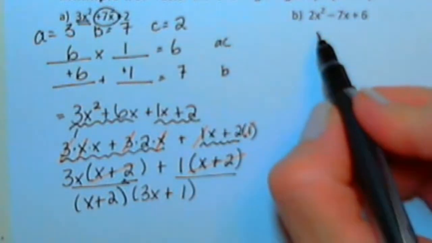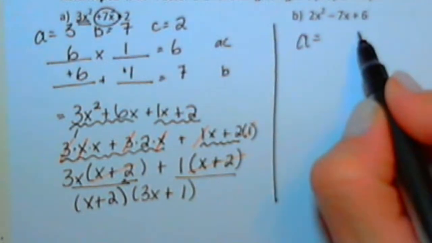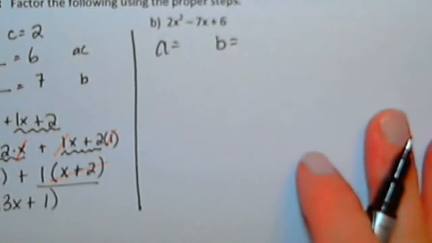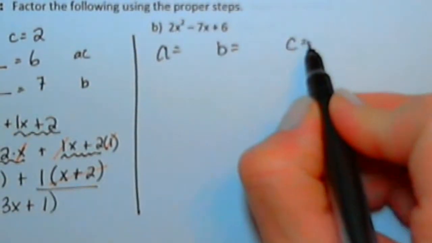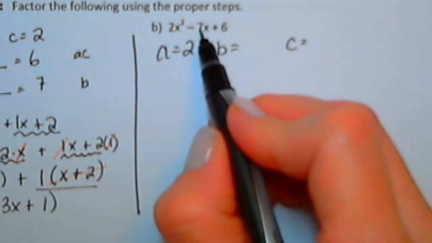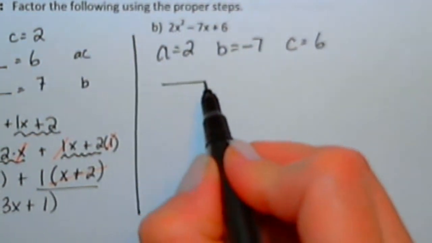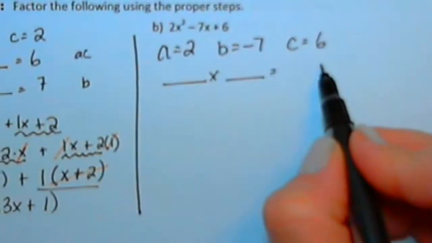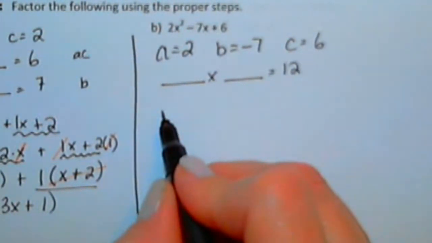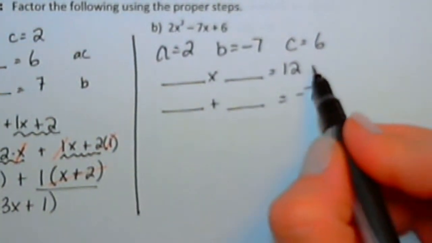Let's do this one up here. A equals, B equals, and C equals. In this case, A is 2. The trick here is to remember that B is not 7, but it's minus 7. And C is 6. I want two numbers that multiply to give me A times C, which is 6 times 2, which is 12. And the same two numbers that add to give me B, which is negative 7.